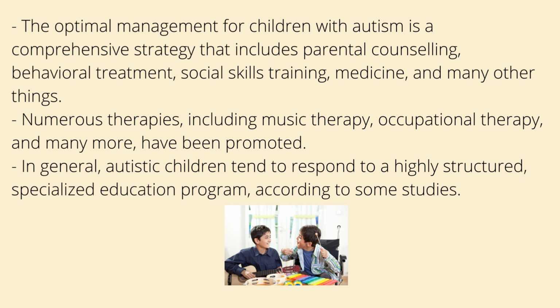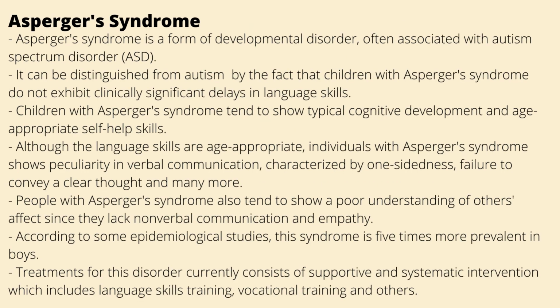The optimal management for children with autism is a comprehensive strategy that includes parental counseling, behavioral treatment, social skills training, medicine, and many more. Numerous therapies, which include music, occupational, and many more, have been promoted. In general, autistic children tend to respond to highly structured, specialized education programs like IEPs, according to some studies.